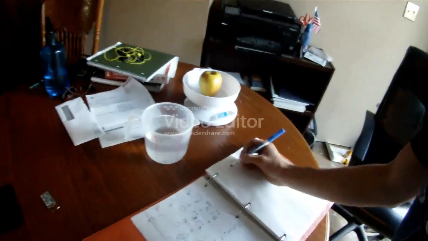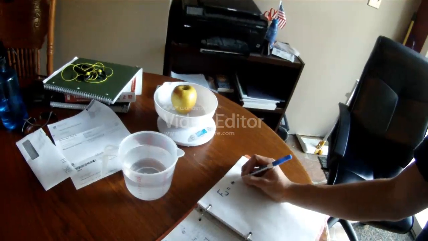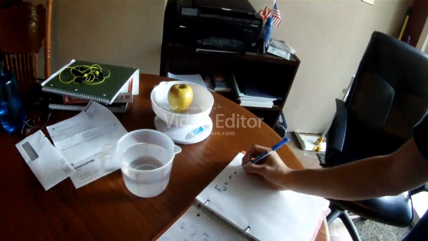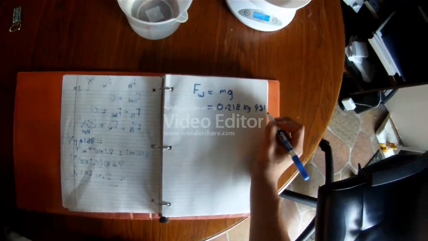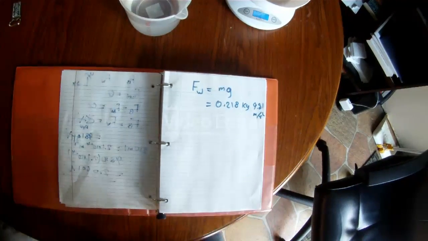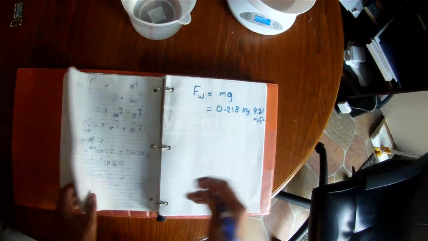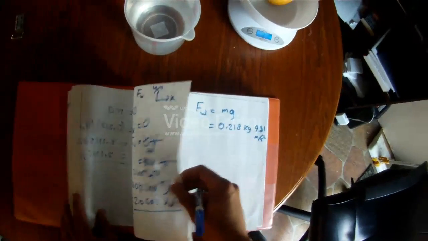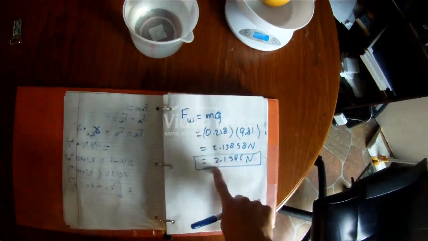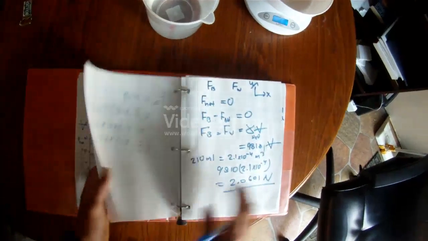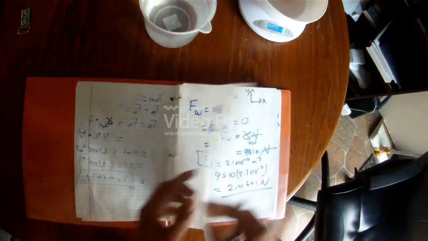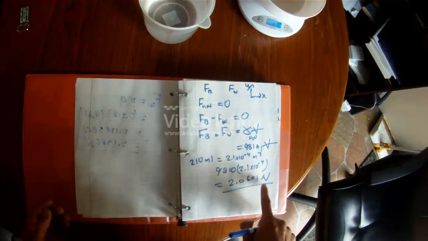You know that the weight force is equal to the mass of your object multiplied by gravity. The mass is equal to 0.218 kilograms, and gravity is equal to 9.81 meters per second squared. Once you multiply these two, you should get 2.1386 newtons. So as you can see, 2.1386 newtons is fairly close to 2.0601 newtons.